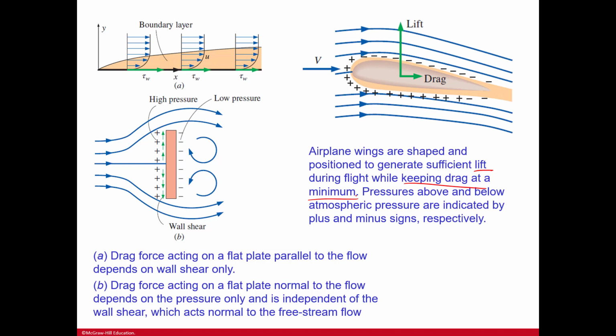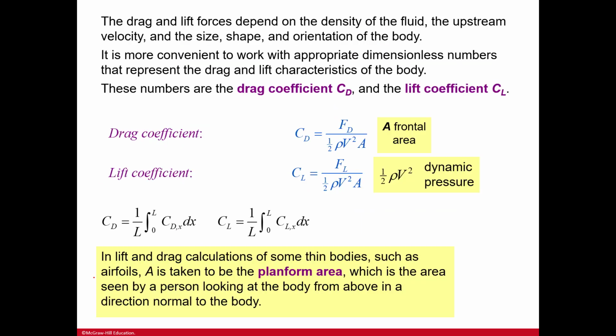Pressure above and below atmospheric pressure are indicated by plus and minus signs respectively. So in A, you can see drag force acting on a flat plate parallel to the flow depends on wall shear only. And then for B, drag force acting on a flat plate normal to the flow depends on the pressure only and is independent of the wall shear, which acts normal to the free stream flow. So just a couple of schematics here.